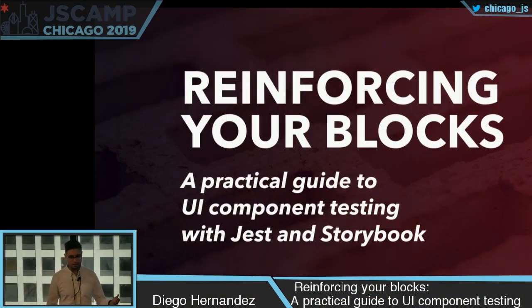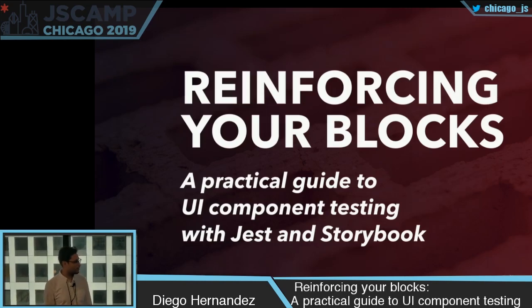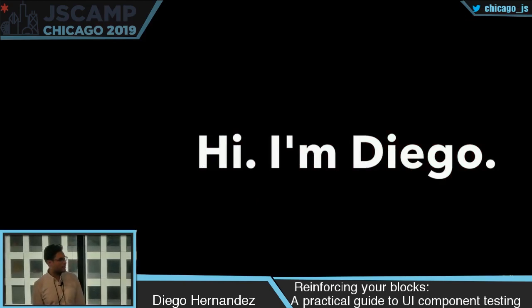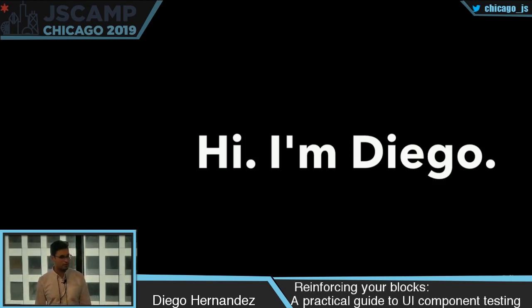I'm really excited to talk to you about UI component testing using Jest and Storybook. So my name is Diego Hernandez. I'm a front-end developer at IBM. I'm also a grad student at DePaul studying software engineering. And I work in the IBM Security Business Unit, where we build cybersecurity products and software for large enterprise companies.